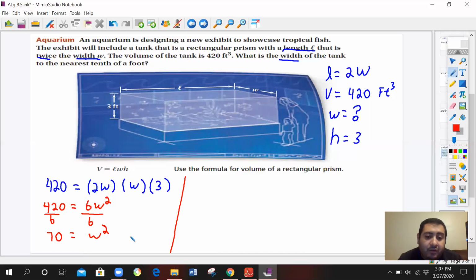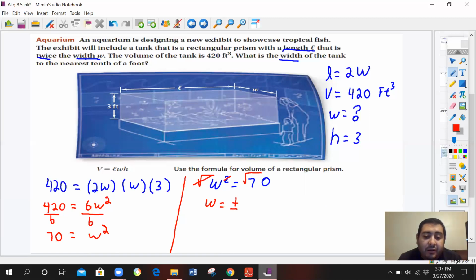I'm gonna go ahead and continue this over here in the upper section. I'm gonna go ahead and rewrite this. So you have W squared equals 70. Again, to eliminate the square, you need to square root on both sides. So you square root, this 2 will get eliminated. So you have W equals plus and minus whatever you have here.